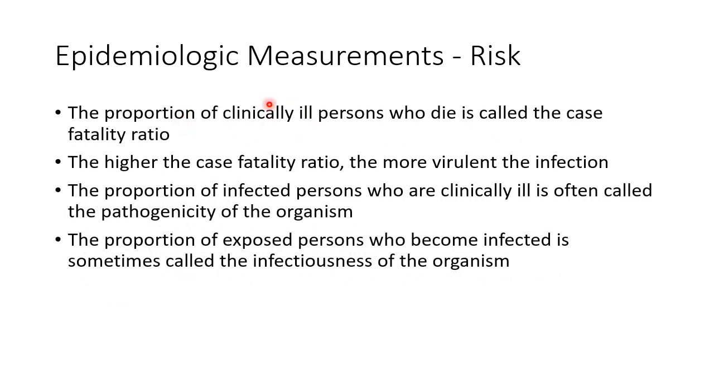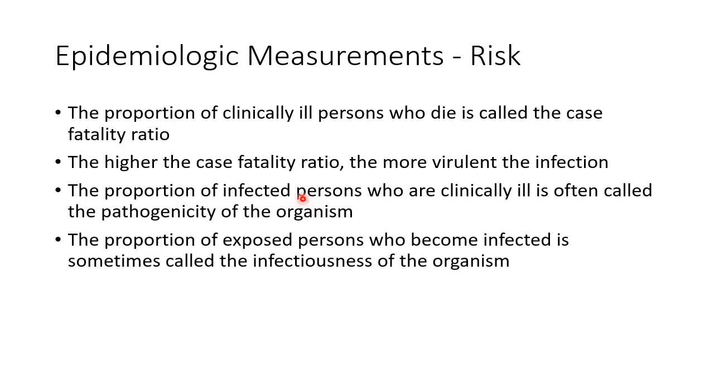So looking at the proportion of clinically ill persons who die is called the case fatality ratio. So what's your denominator in that case? It was people who got clinically ill, not just anyone who was exposed to the disease, but people who actually developed the disease and then ultimately ended up dying, right? So that denominator is different versus, say, looking at the proportion of people who were infected versus those who got clinically ill. The denominator here is going to be those who got infected.